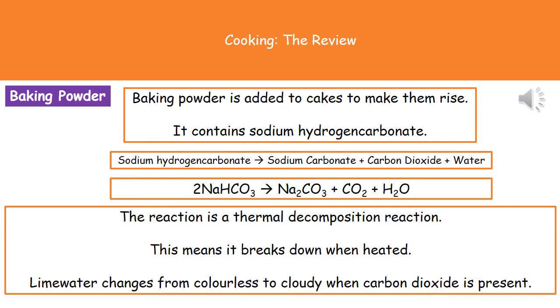So baking powder contains this chemical called sodium hydrogen carbonate. And when we heat sodium hydrogen carbonate, it breaks down to make three things. It makes sodium carbonate, carbon dioxide, and water. So you can see both the word and symbol equations in the middle there. And again, practice balancing those symbol equations.